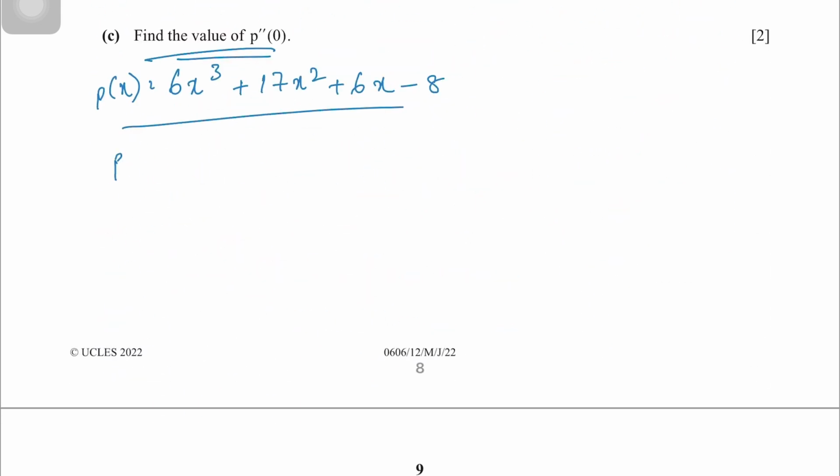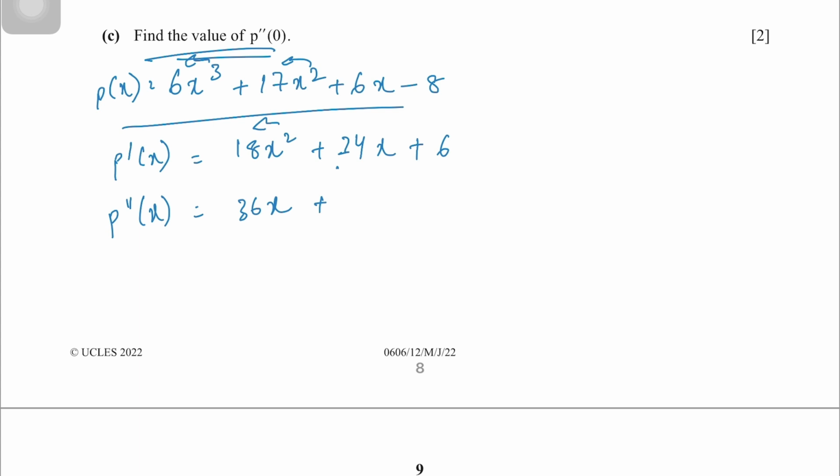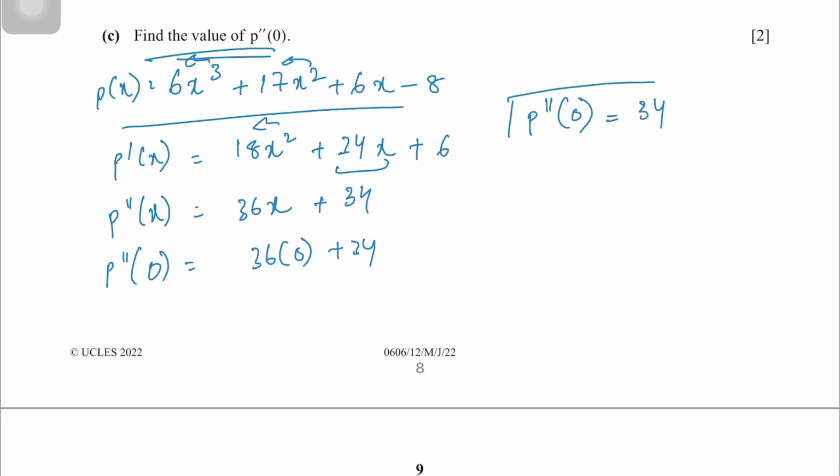Now we need to differentiate it. For differentiation, this power will be multiplied and then subtracted by 1. So this would be 18x squared, this would be 34x, and this would be 6. We need to differentiate it again, so this power would be multiplied. So this would be 36x, then this would be 34. And we need to plug in 0 in the x part. So this would be 36 into 0 plus 34. So we get our p double differentiated at 0 as 34, sorry. So this is the right answer.